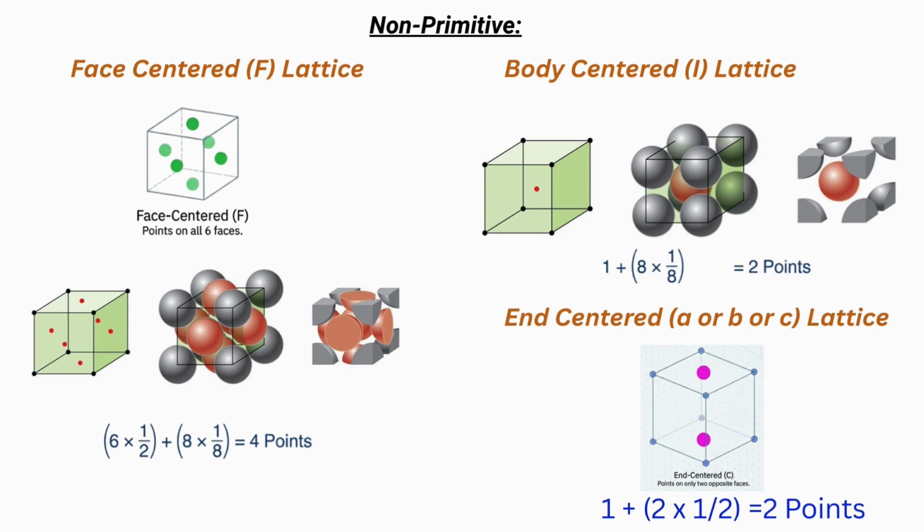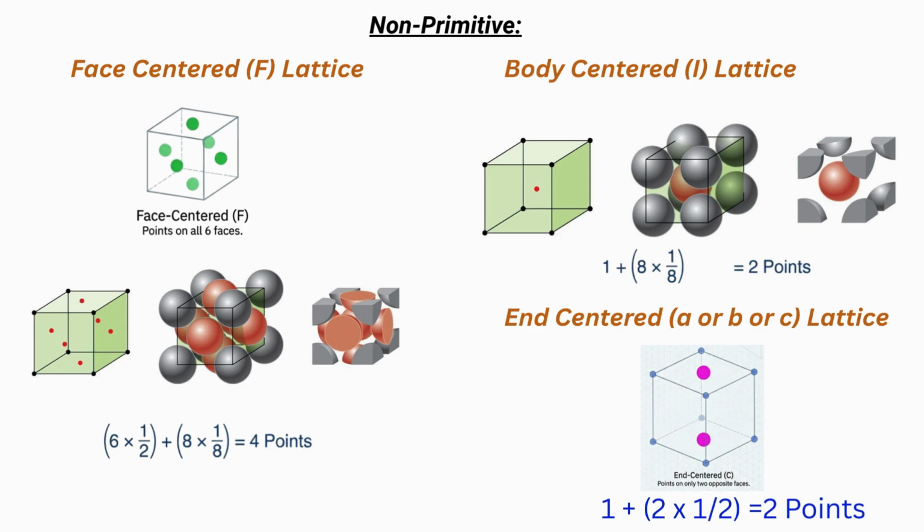And also we can understand body center, as the name itself represents: other than the corners, the body center also has an additional point. So non-primitive simply means that other than the corners there is an additional point in the lattice. So it is called non-primitive lattices.